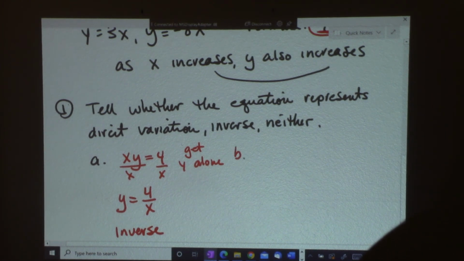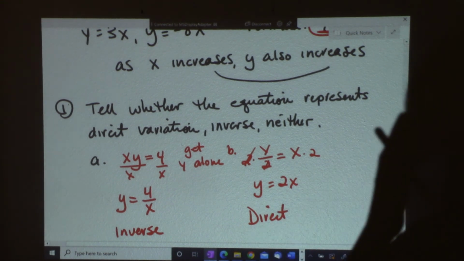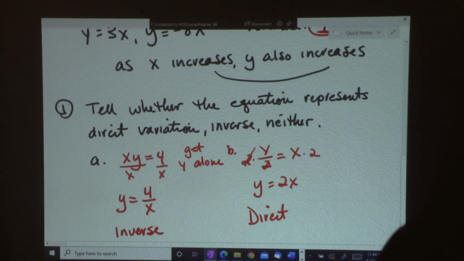Okay, here's B. Y over 2 equals x. Okay, so again, I don't have y alone. When I see y by itself, I can tell whether it is inverse or direct. So I'm going to multiply by 2 on both sides. Move this B over a little. These cancel. Y equals 2x. Okay, now you can see that it's a direct variation. Just like y equals ax.